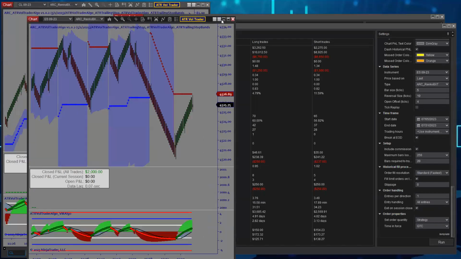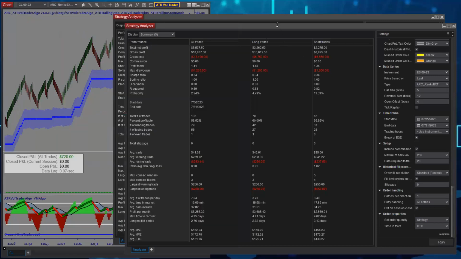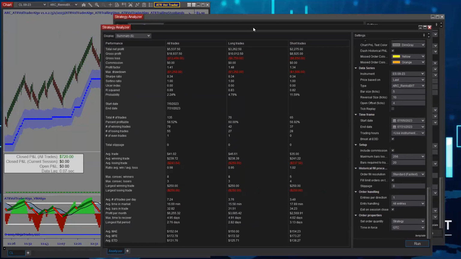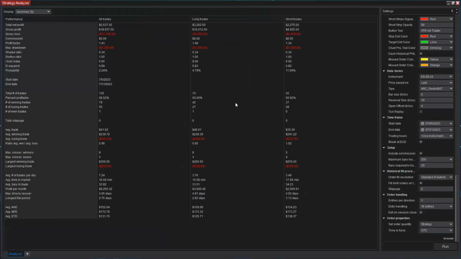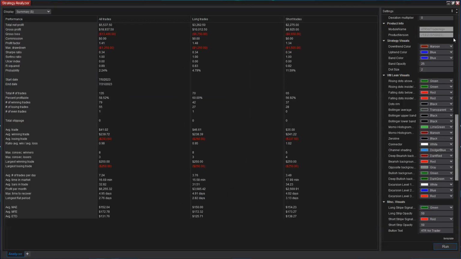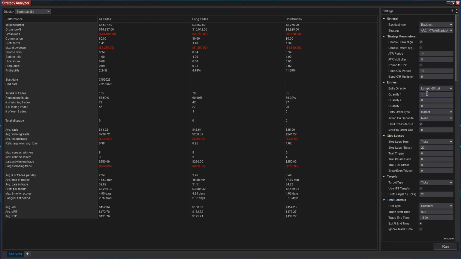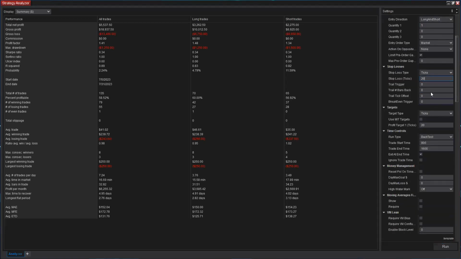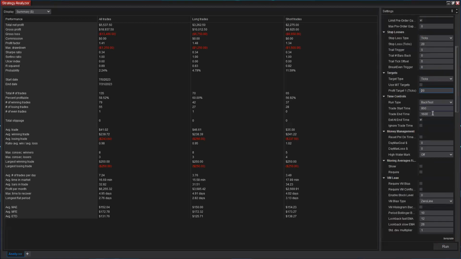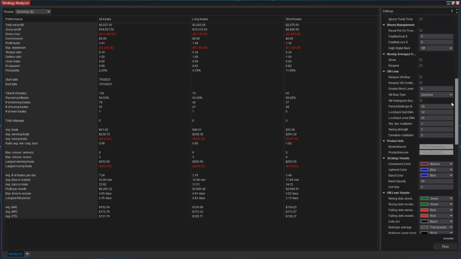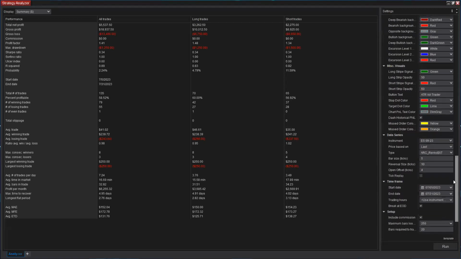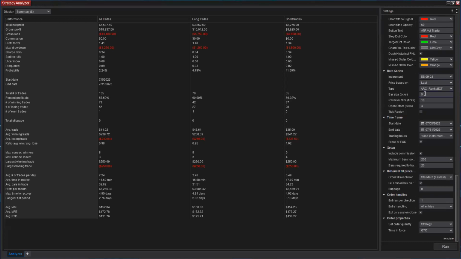Okay, so those are a couple examples here. What we're going to do, let's take a look at the settings. So this is one contract, 20 ticks. Again, 9 to 4, no filters. Got it on ES on a 5-10-4. So this is optimized for the month of July.